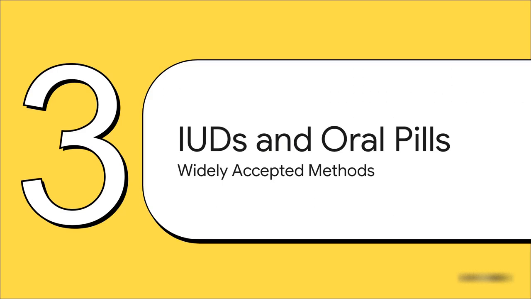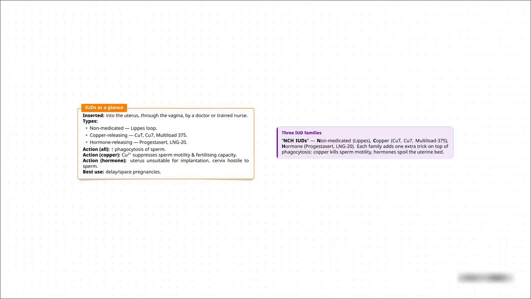Okay, Section 3, IUDs and oral pills. These are definitely some of the most widely accepted methods. Let's break down the three families of intrauterine devices, or IUDs, using a really clever little mnemonic, NCH. N stands for non-medicated devices, like the Lippes loop, and they work by increasing phagocytosis, which is basically the cellular consumption of sperm. C is for copper-releasing IUDs, like CuT or Multiload 375.